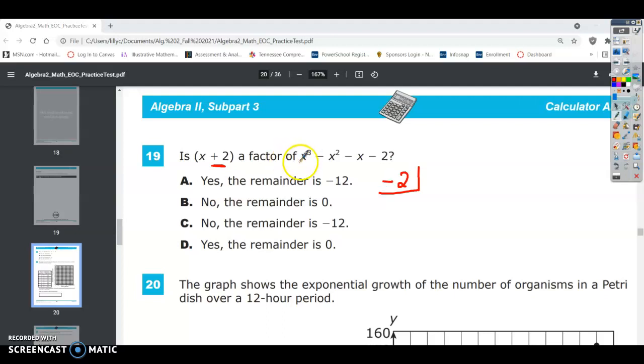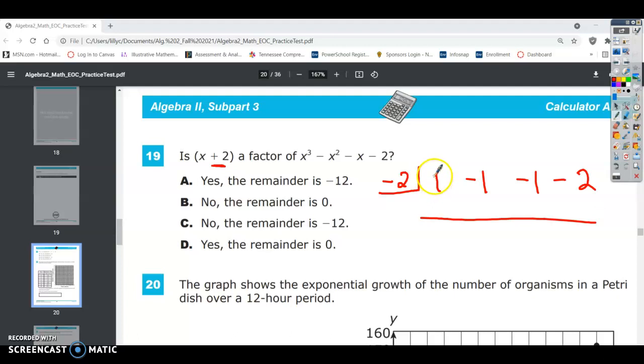Then we're going to bring the coefficients down. 1, -1, -1, and -2. All right. When we do this, we're going to divide. And if the remainder is 0, that means it is a factor. If the remainder is not 0, then it's not a factor.